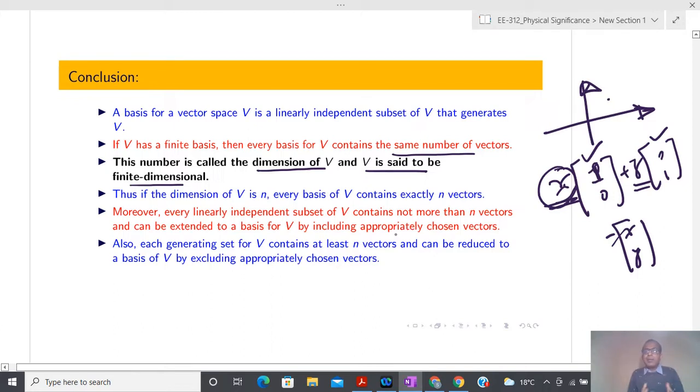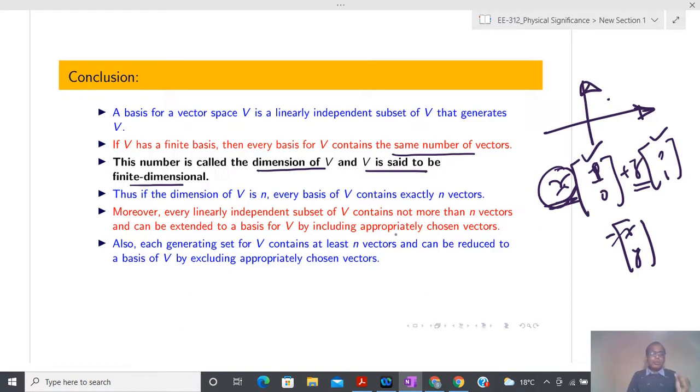So if you have some set, how do you land up at a basis? Try to remove extra vectors, and then it is possible to show that finally you will land up with linearly independent vectors that can span the whole space. In this way I can generate a basis of the vector space.